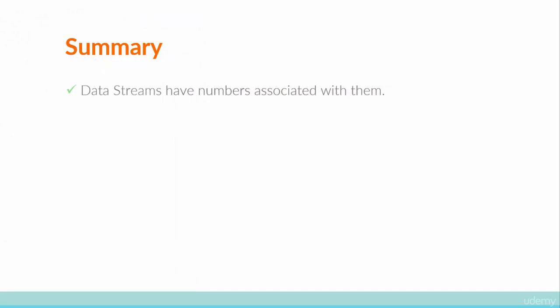In summary, what you've seen in this video is, first of all, that data streams have numbers associated with them. Data stream number 0 is standard input, data stream number 1 is standard output, and data stream number 2 is standard error. You can use these numbers to access the specific data streams that you want for redirection. In this video, you've seen how to redirect standard output, which is data stream number 1, and it's probably the one that you will be using most of the time.